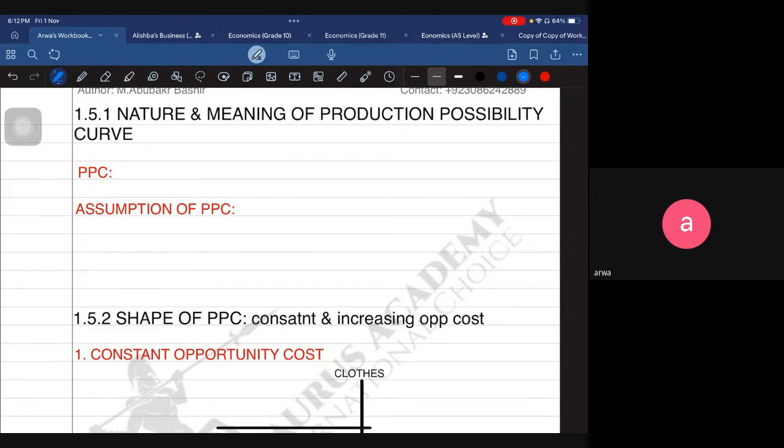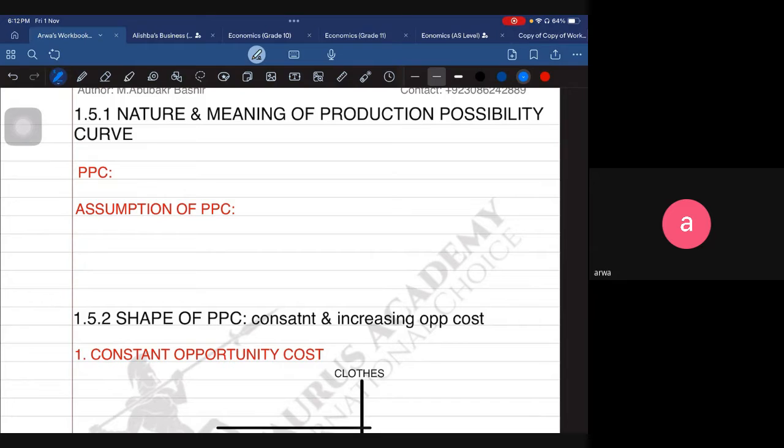They're basically going to be using all of their resources that they have, and it'll be showing the maximum output that they can have for two products, with a given set of inputs and a constant state of technology. These two points are very important here. Otherwise, how would you set a boundary for the production possibility curve without it?